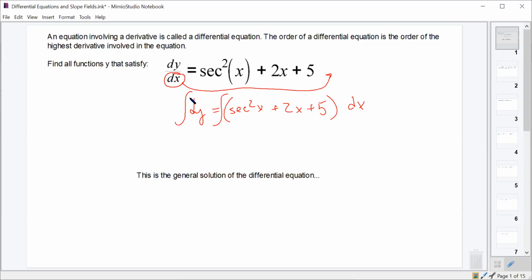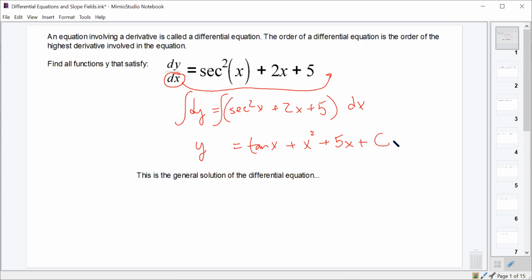And what's the integral of dy? That's just 1. The integral of 1, if we're doing it in terms of y, should just be y. And on the other side, the integral of secant squared x is tangent x, and the integral of 2x is x squared, and the integral of 5 is 5x. And what have we not done here? Plus constant. Plus constant.